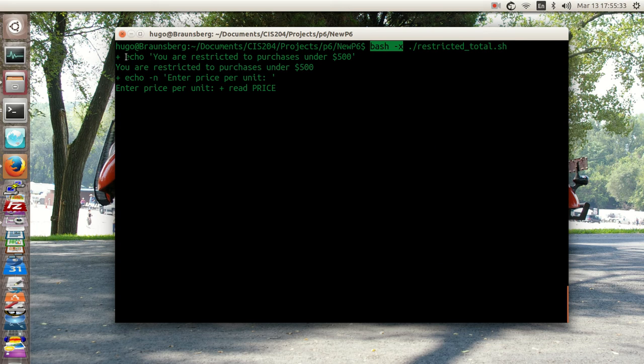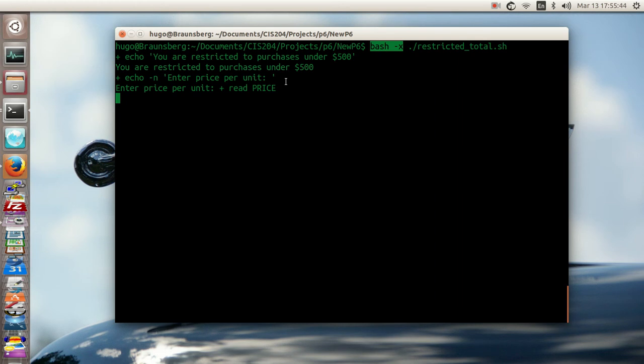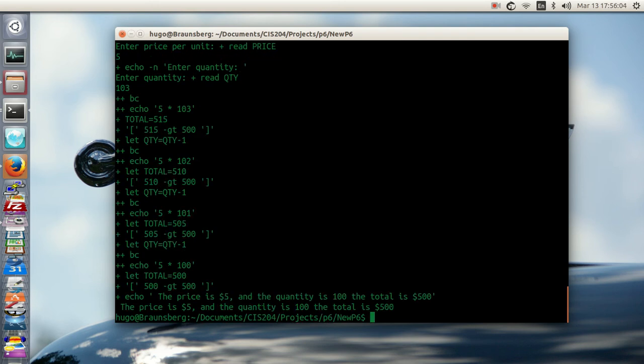It ran echo. Then it said you are restricted to purchases under 500. Echo, enter price per unit. And then I'm going to read the price. So let me give it that $5 again. Echo, quantity. Let's give it 103. We know that we've got 3 too many in there to make that $500 line. So let's see what happens in the shell to get it to $500.